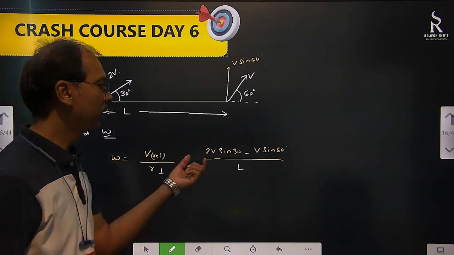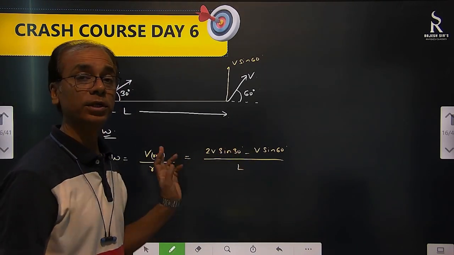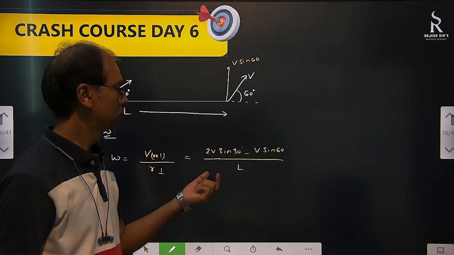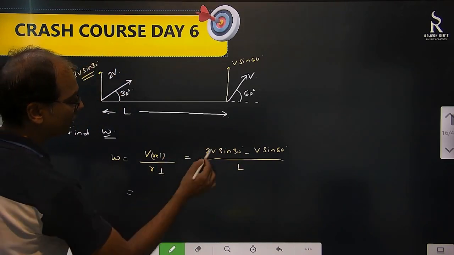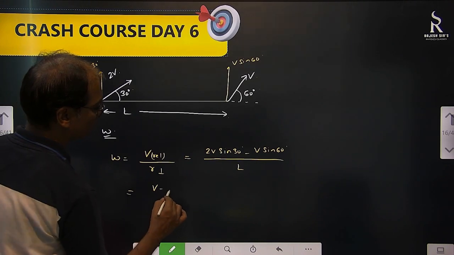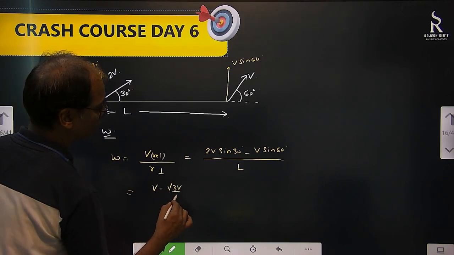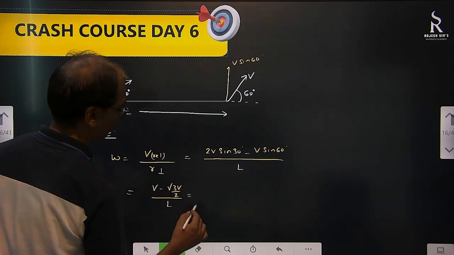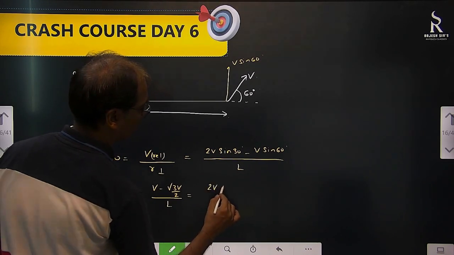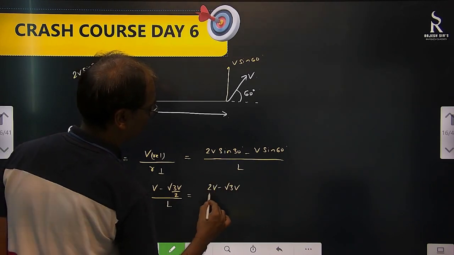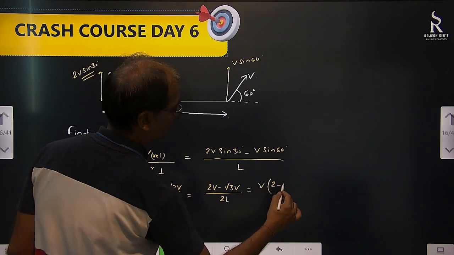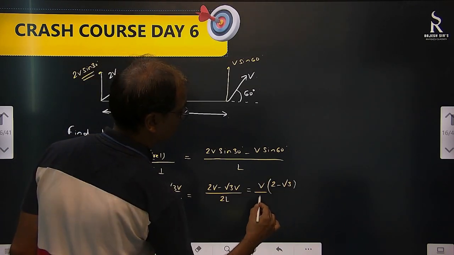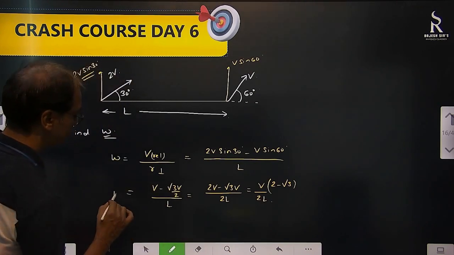When two particles are given, take relative velocity, but it should be perpendicular to R, divided by the separation between them. So what you will write here? 2V sine 30 means V, minus root 3 V by 2, by L. So our answer is 2V minus root 3V by 2L, or V times 2 minus root 3 by 2L. This is omega.